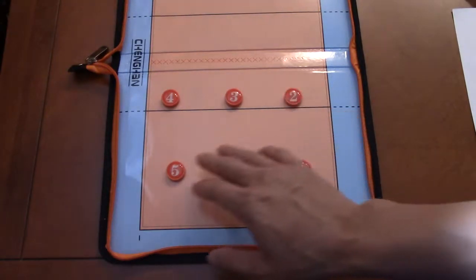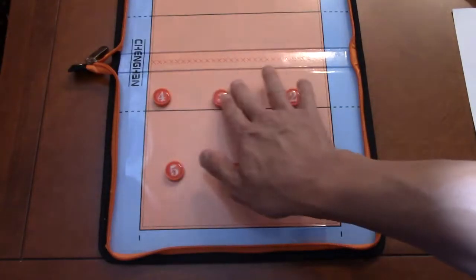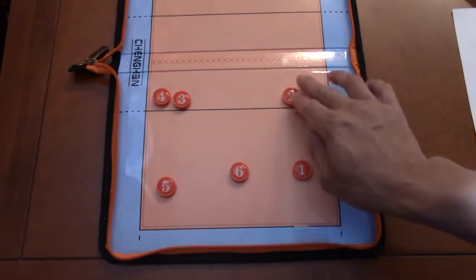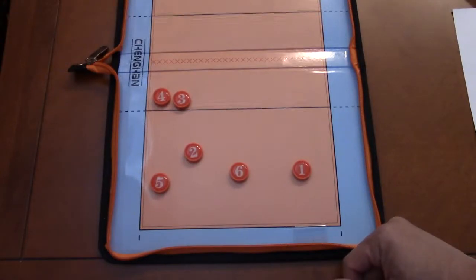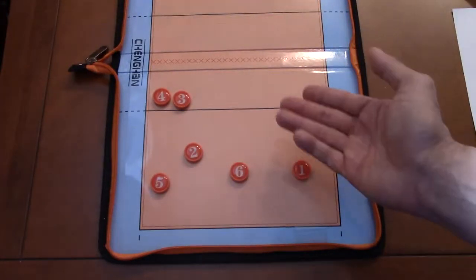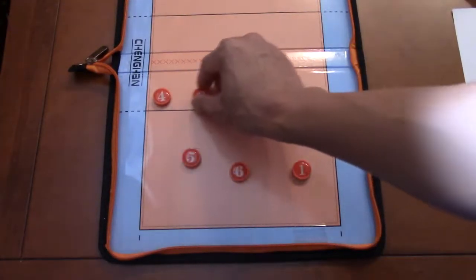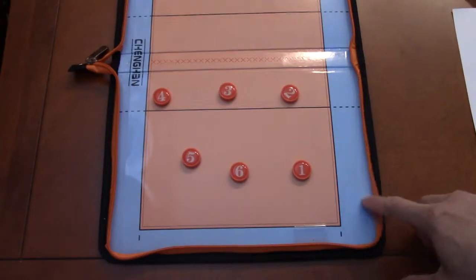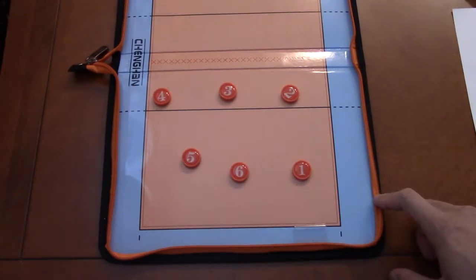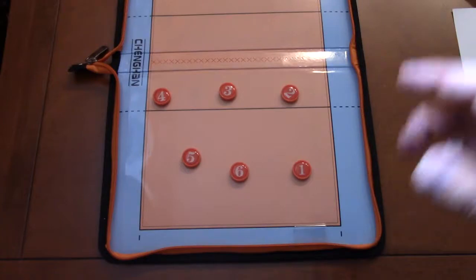Because you can do things like move this player all the way over, and this is still legal because of the rules. And if you're not sure, go through the rules and check for yourself. This becomes important when we start into the serve-receive.